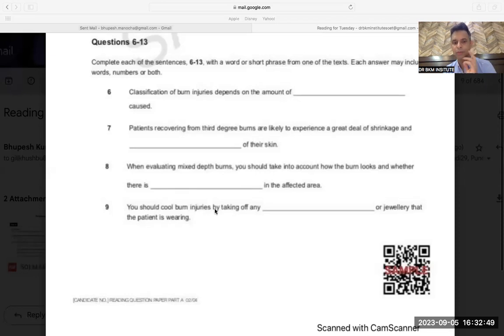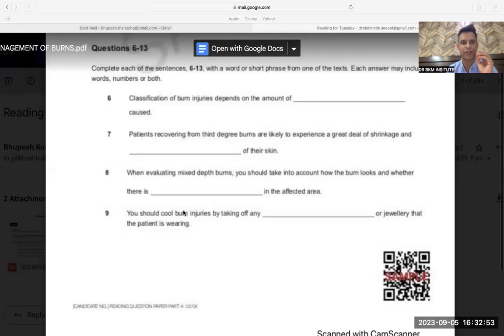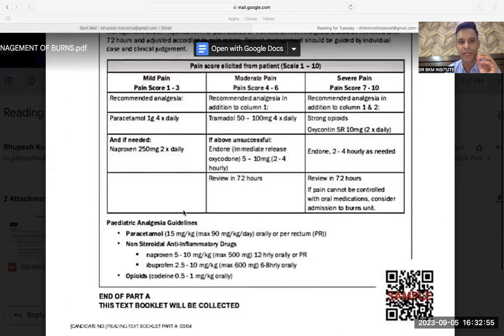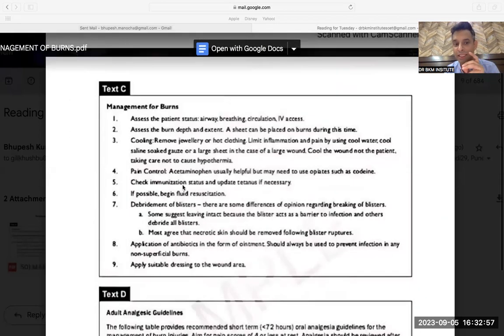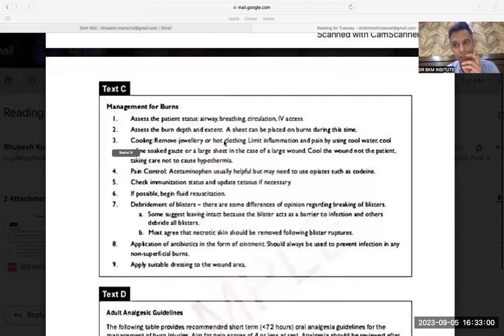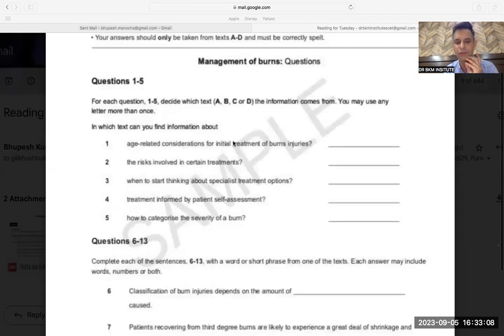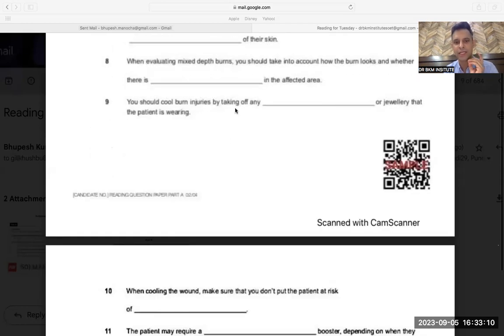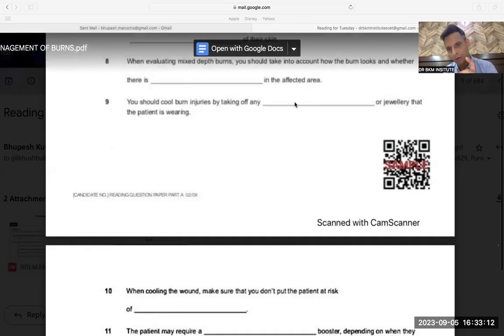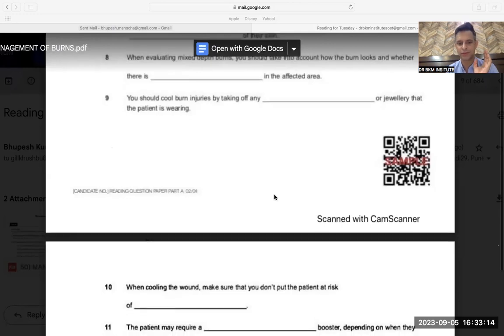You should cool burn injuries by taking off any dash or jewelry that the patient is wearing. So that should be in the management part. So what is saving my time? Hot clothing. This is the simplest one I have done until now. So cooling, all the keywords are here. So jewelry or hot clothing. Remove jewelry and hot clothing. This was the easiest one I have done. Take off any hot clothing or jewelry. So this was the easy one.